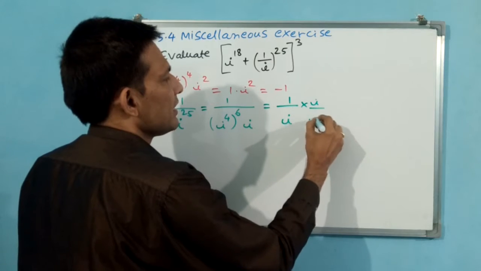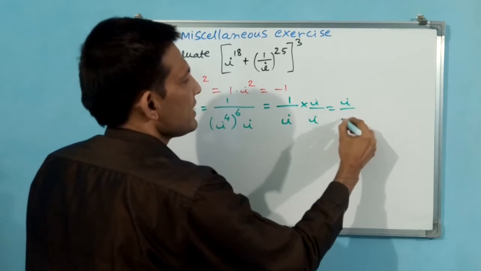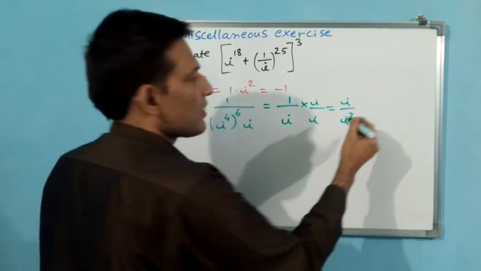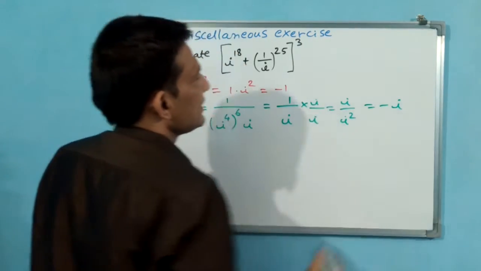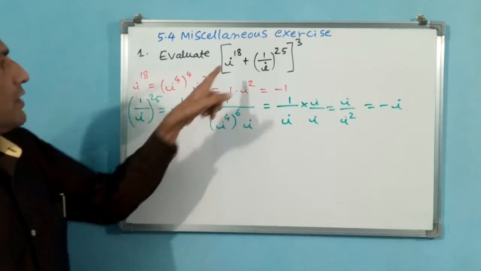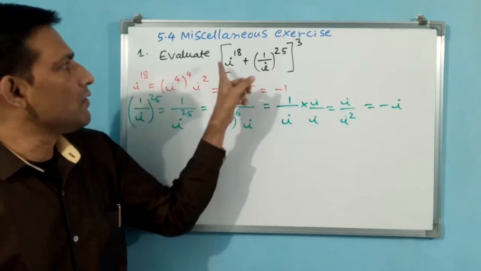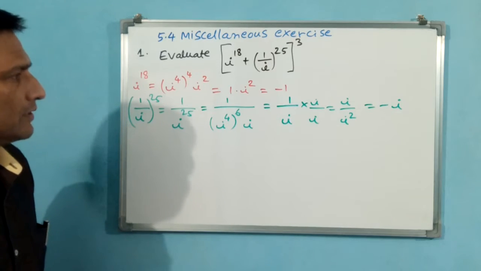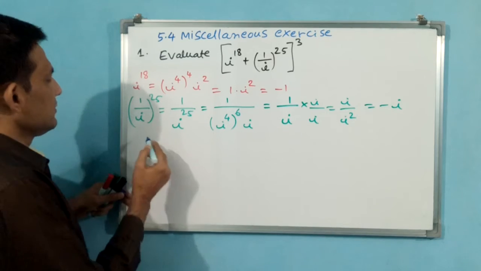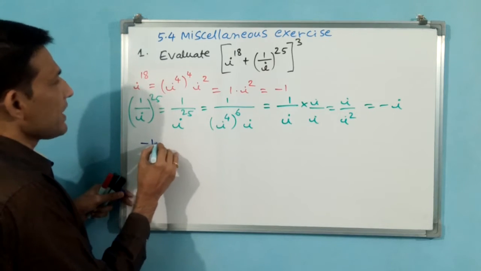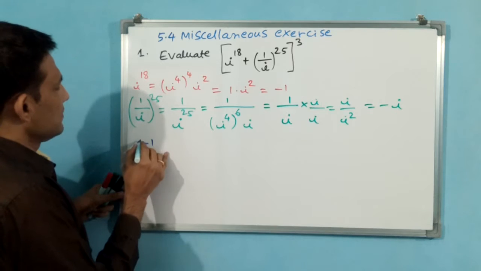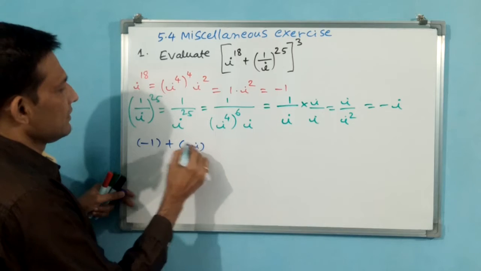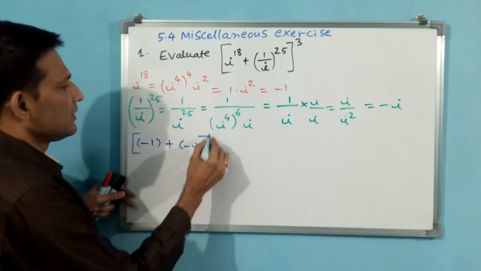I by I, that is equal to I by I square. I square value we know is minus 1. That means this minus 1 you transfer to the top, so minus I. Okay, now you see, (minus 1 minus I) whole to the power of cube. Okay, like that you have to do the calculation. Now finally, shall I write like this? Minus 1 plus minus I whole cube.